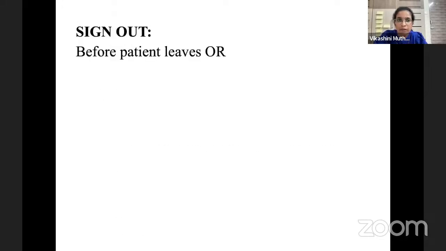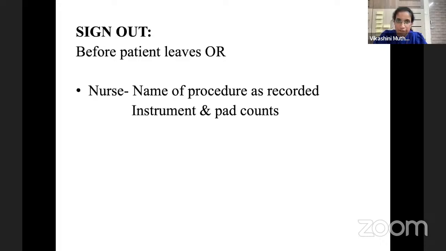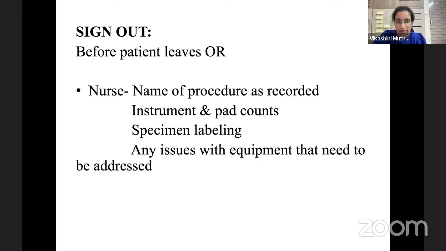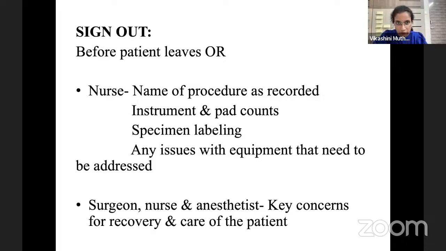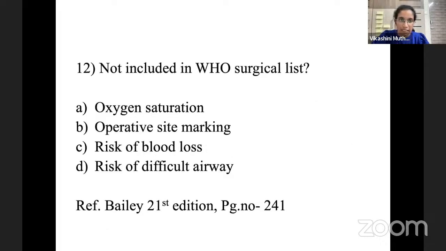Next is sign out. So this is done before the patient leaves the operating room. Here the nurse checks whether the done and the documented procedures are the same. And the nurse has to check the instrument and pad count. And if there is any specimen, it has to be labeled properly. If there were any issues with equipment, then that also has to be addressed. And before the patient leaves the ward, any concerns regarding the recovery and care of the patient must be expressed or given by the surgeon, anesthetist or nurse. So yes, coming back to the question.